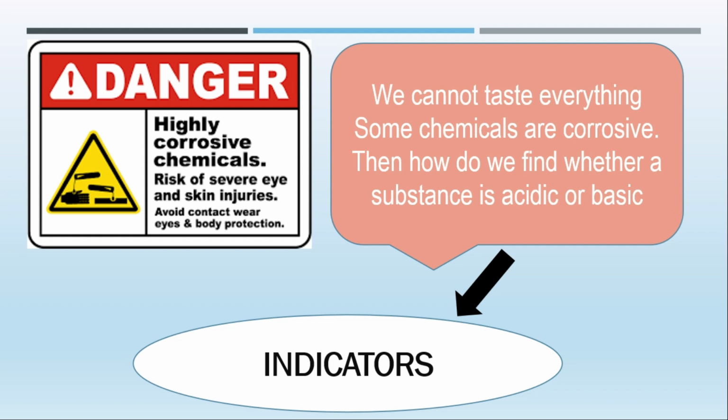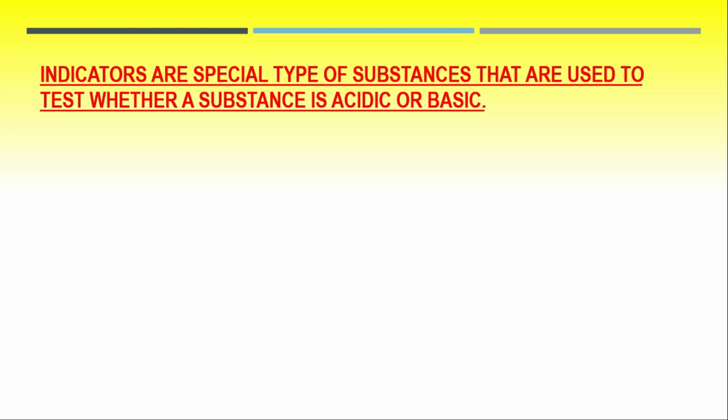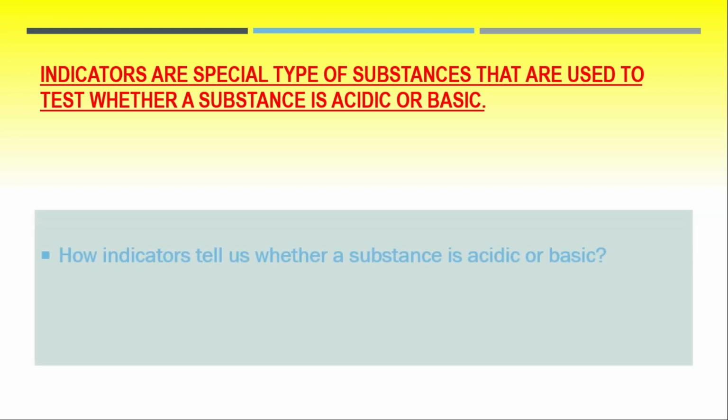Indicators help us to determine, or to show, whether the substance is acidic or base. So what is an indicator? An indicator is a substance which tells whether the substance is acidic or basic. I told you that, like in a car, the indicator indicates which turn we will take by a blinking light. Similarly, the indicator in chemistry can help us indicate by changing its color.